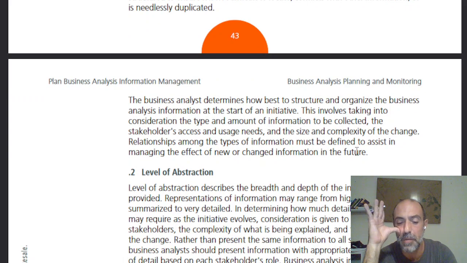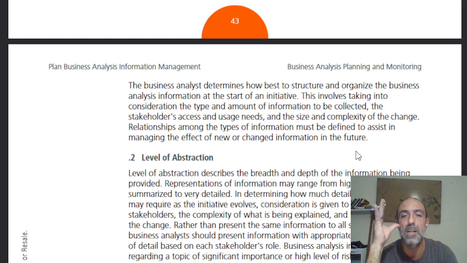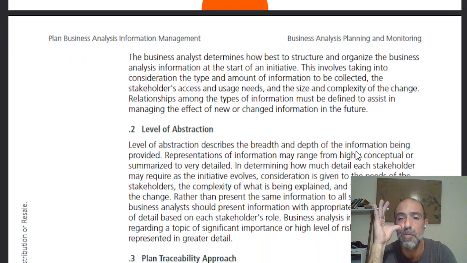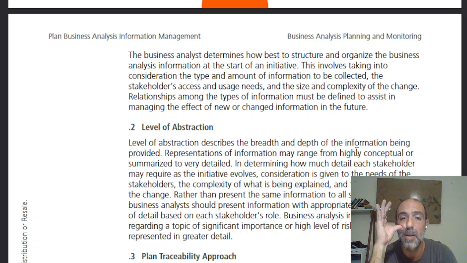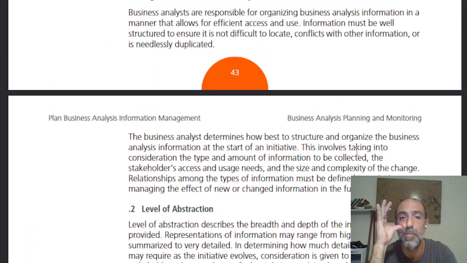Basically, part of our information gathering is going to be messy, but the plan is to sort it out. The business analyst determines how to best structure and organize the business analysis information at the start of an initiative. This involves taking into consideration the type and amount of information to be collected, the stakeholders' access and usage needs, and the size and complexity of the change. Relationships among the types of information must be defined to assist managing the effect of new changed information in the future.